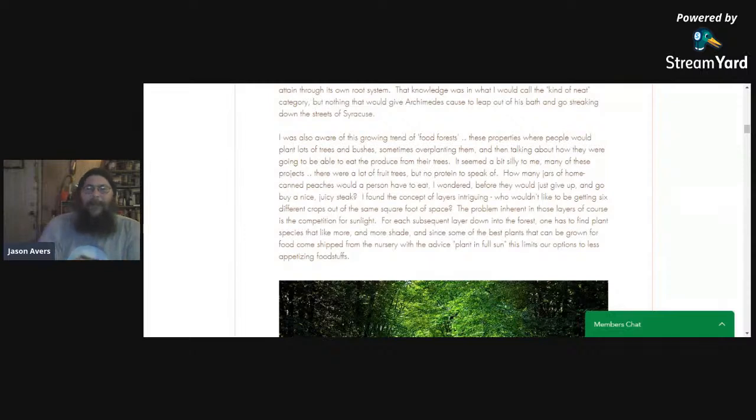Now, I was also aware of this growing trend called food forests. You may have heard of them. You may have seen a video too where people come on and talk about how they're planting a whole bunch of trees and bushes, and sometimes they overplant them and crowd them really close, and talk about how they're going to be able to eat the produce from the trees. That seemed a bit silly to me because with a lot of the projects, whenever you look at them, you see a lot of fruit trees, but there's no real protein to speak of. So you start wondering how many jars of home-canned peaches a person has to eat before they just give up and go and buy themselves a nice juicy steak.